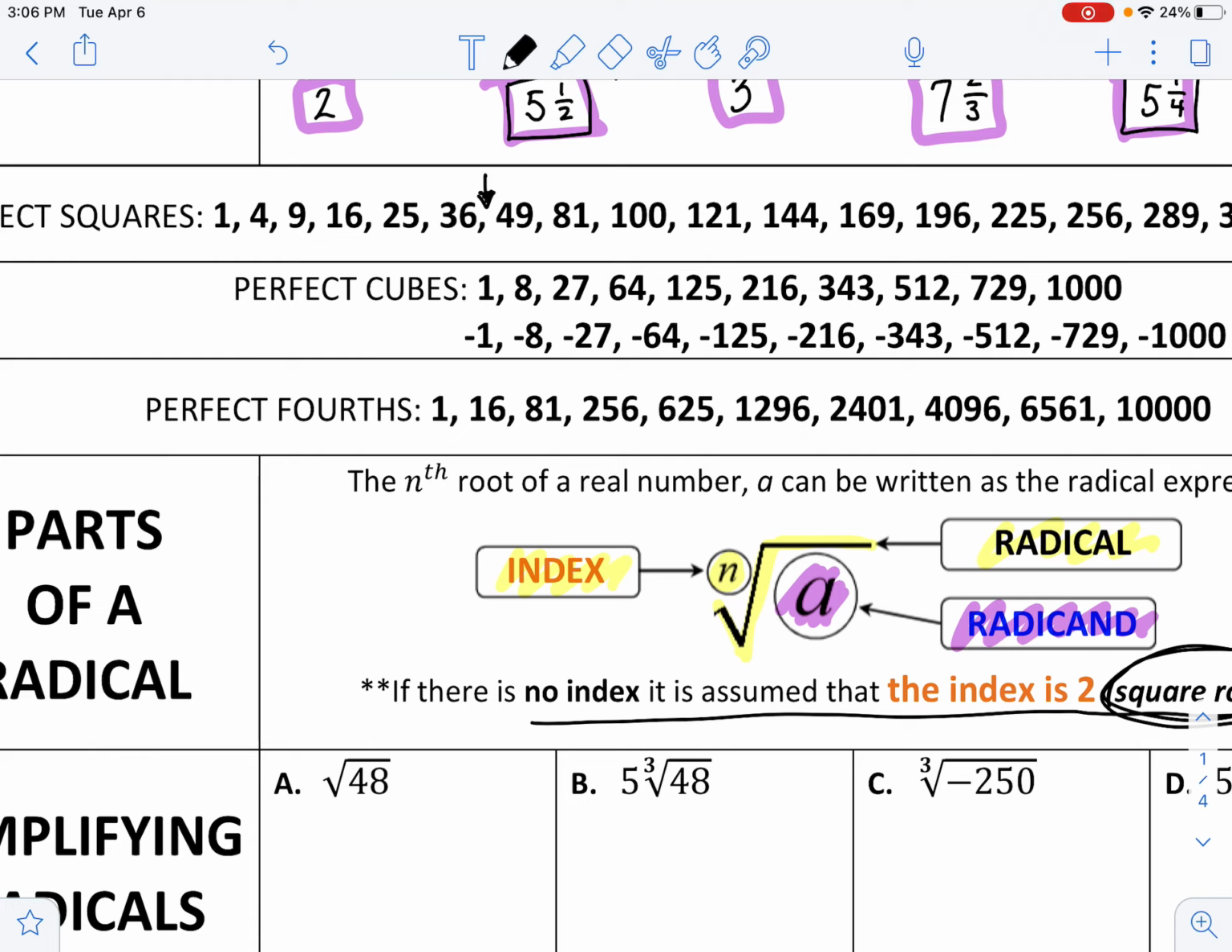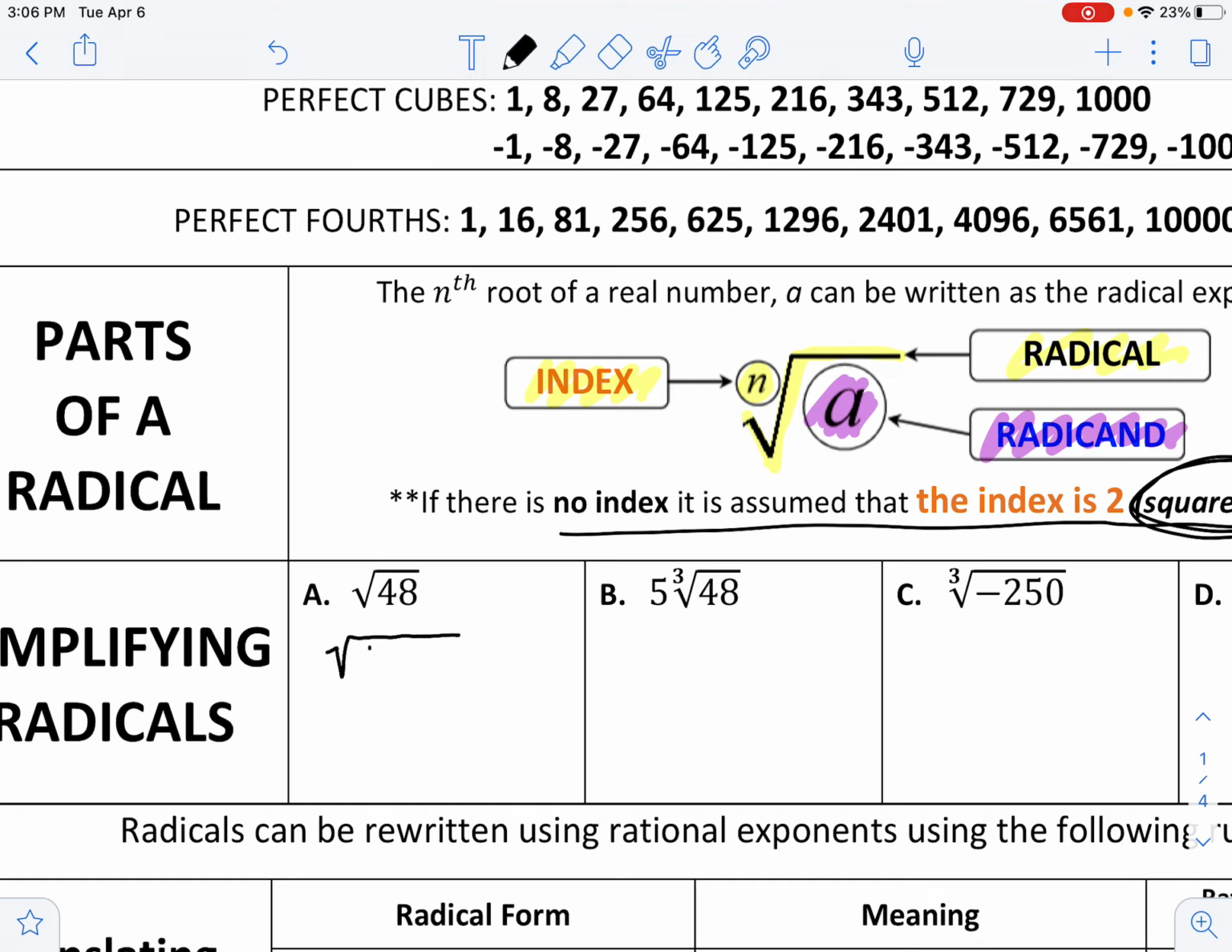So what you should do is just do 48 divided by 36 and see if it works, and it doesn't. Then do 48 divided by 25 and see if that works. It doesn't. And then do 48 divided by 16, and that does work. So that's what you're going to do. You're going to rewrite this as the square root of 16 times 3. And then you can simplify this by saying the square root of 16 is 4, so that gets out of the radical, and then the 3 stays in.